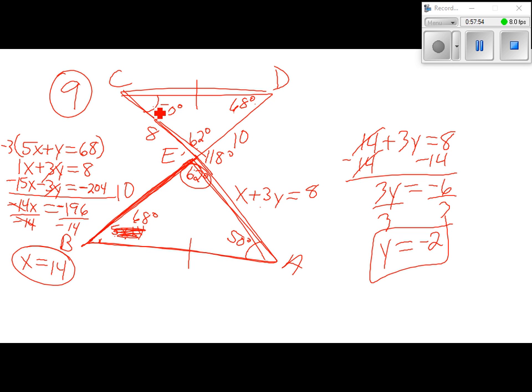Letter E. Angle BEA, that's this angle, is congruent to angle DEC. That's true. So that one works. E works also. Then triangle CDE, starting here and going this direction.